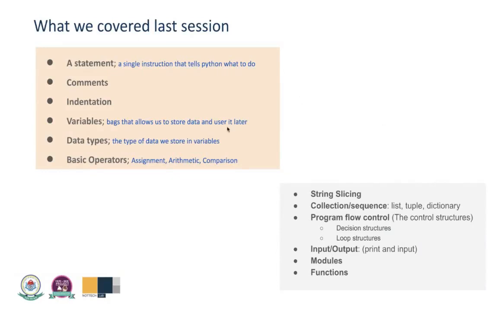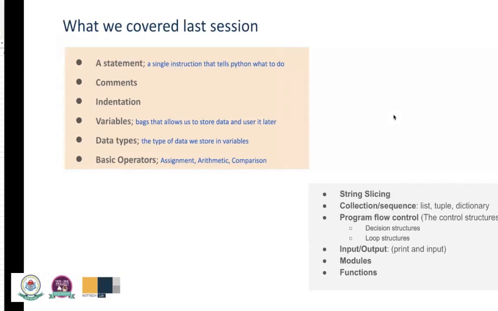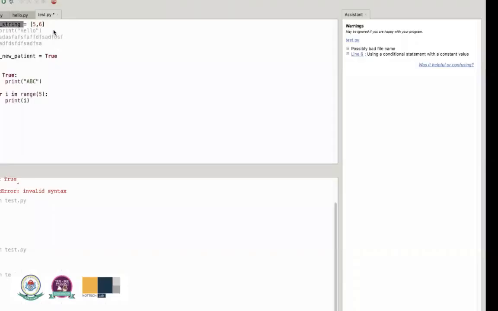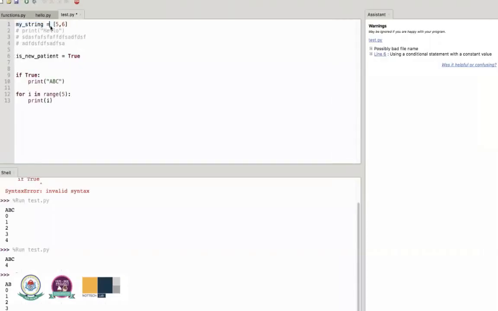But also we talked about basic operators, so arithmetic, assignment and comparison. Assignment is what we have been using since day one. We use the single equal sign to represent assignment. What this means is take what is on the right and store it in whatever is on the left. So we are taking this data and storing it in this variable location or memory location called my string.